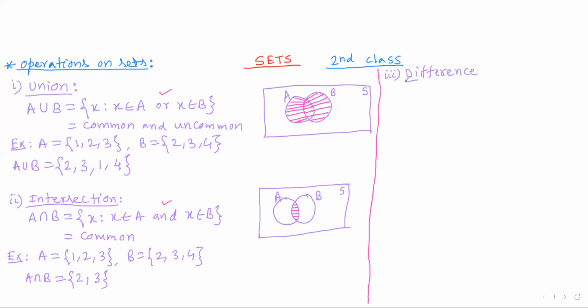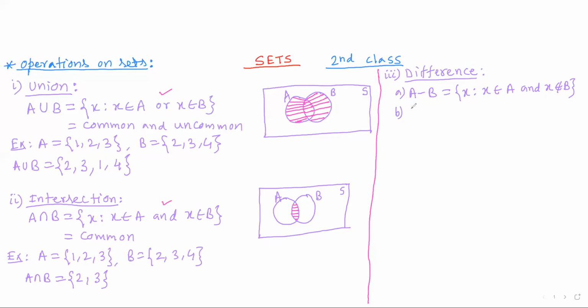Two types of differences are there. The first type of difference is called A minus B. A minus B means the elements X which belong to the A set and X does not belong to the B set. So A minus B means we have to take the elements which belong to the A set and do not belong to the B set.